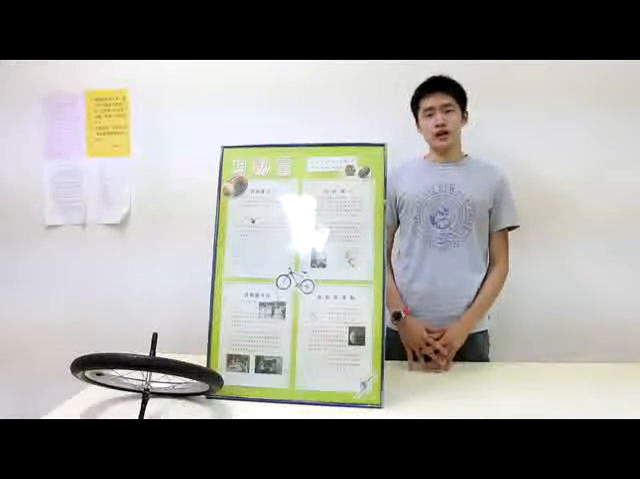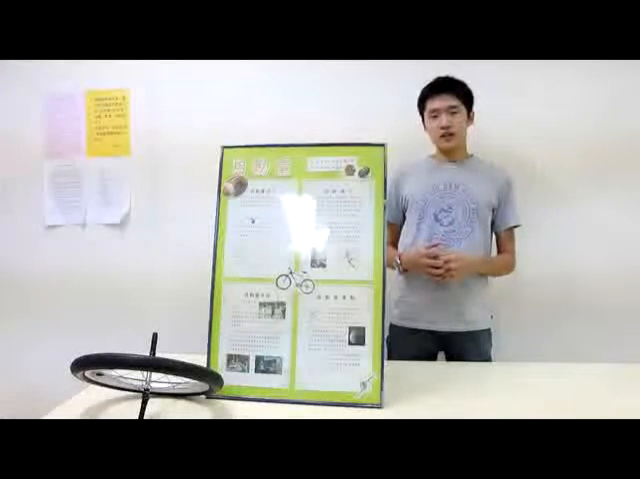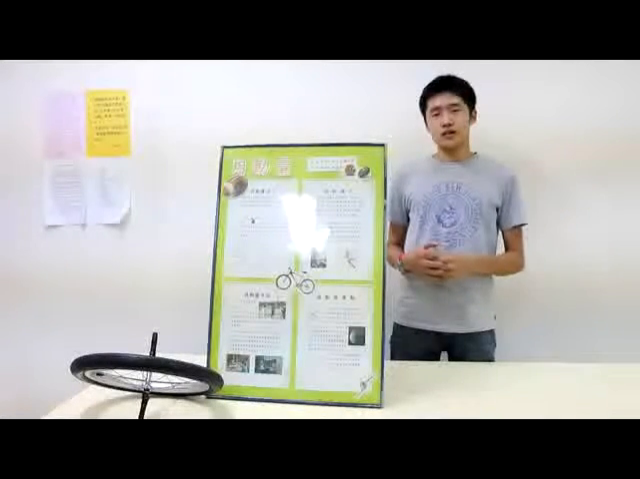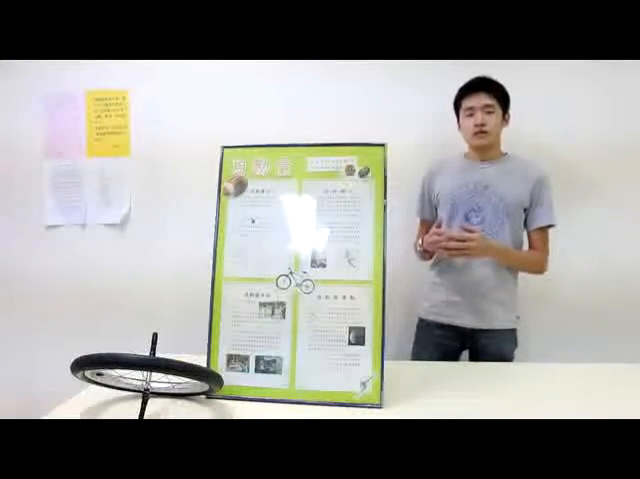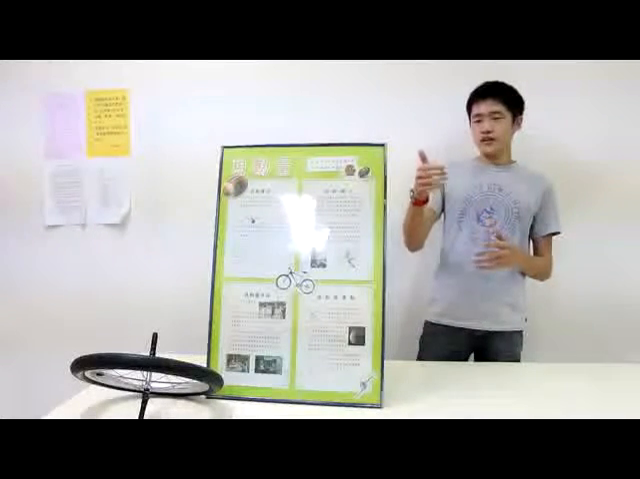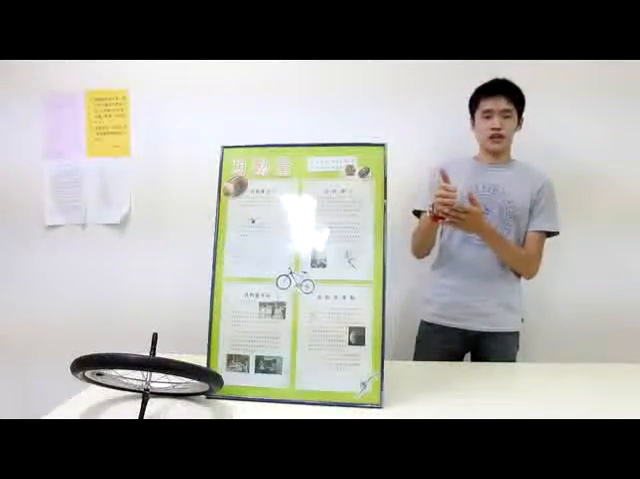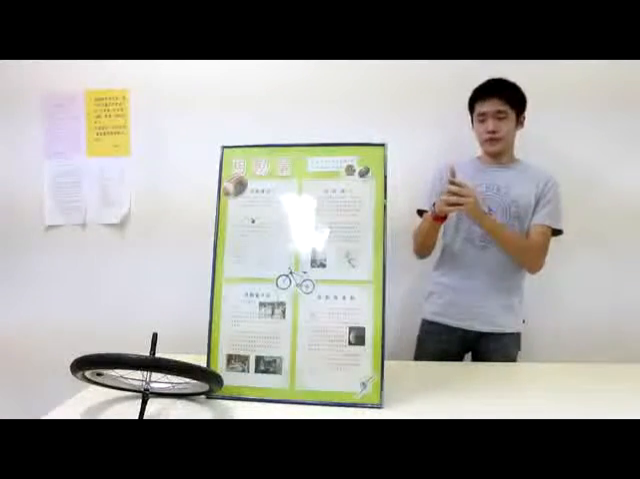Angular momentum is a vector, and it has magnitude and direction. The magnitude of angular momentum is related to the object's mass, the object's speed, and the radius of the object. And how about the direction? Well, we can judge the direction by simply using the right-hand rule, which means your right-hand fingers show the direction of the rotation, and your thumb is the direction of angular momentum.